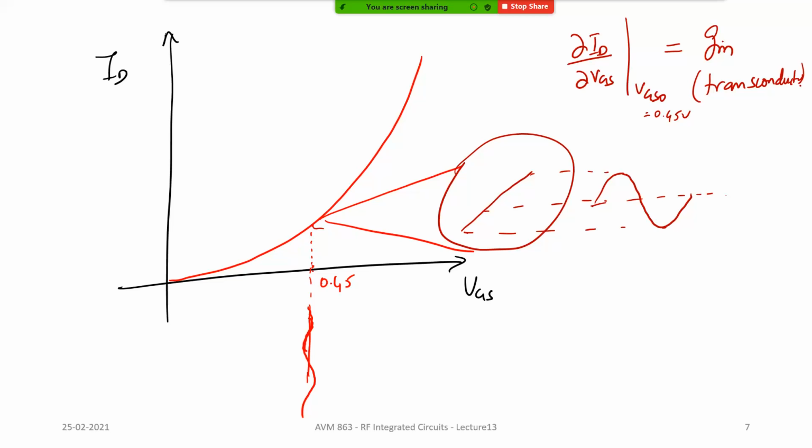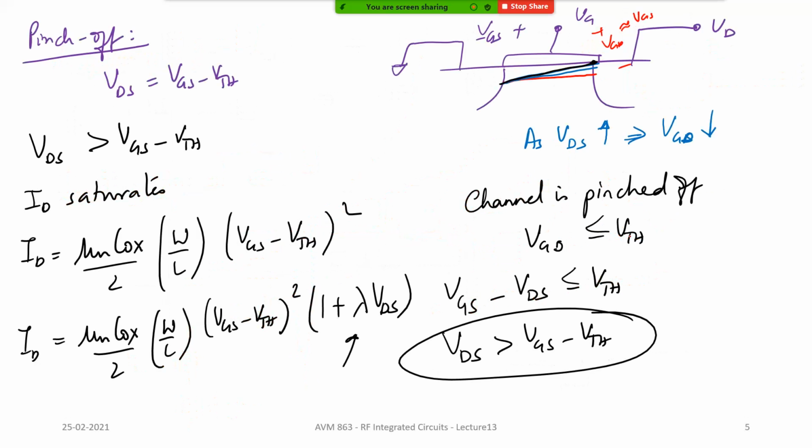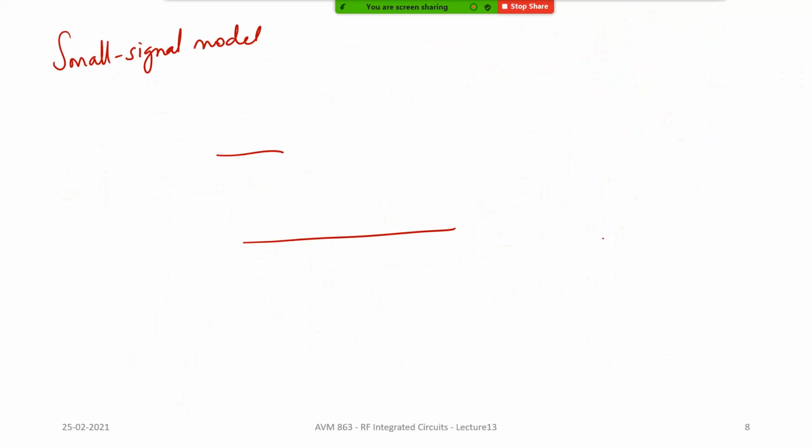Okay, and that slope is taken to be the transconductance value GM. Now, building the small signal model, we can say that the input is a gate, and you have the oxide. The oxide is a very good insulator, so the current flowing in is basically zero. It is as good as having an open circuit. So the small signal model has an open circuit gate.